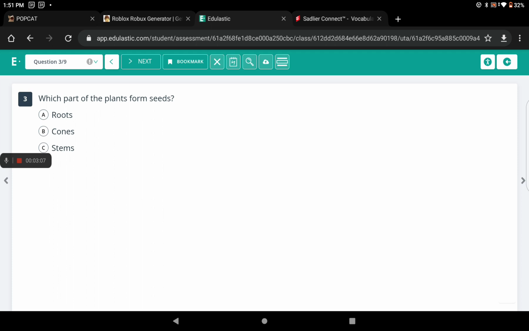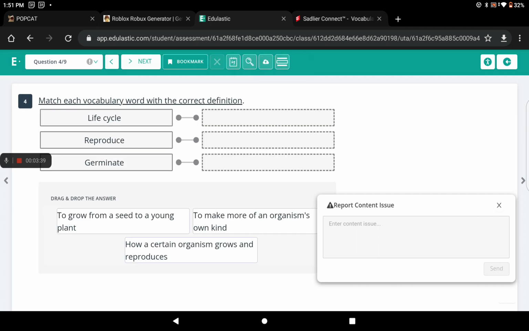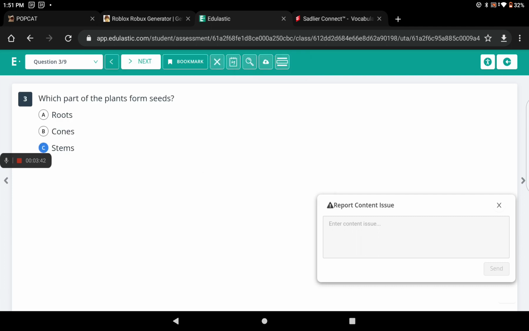Number 3. Which part of the plant forms seeds? Is it A, roots, B, cones, or C, stems? Roots, cones, or stems? Which part produces the seed? In other words, makes the seed.